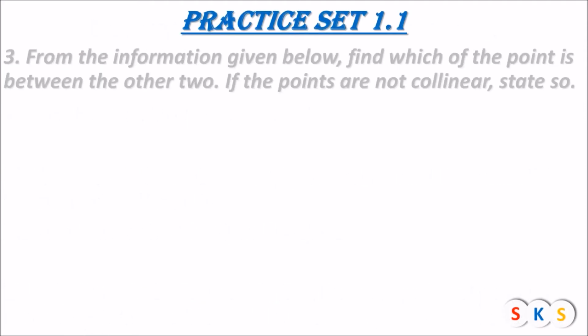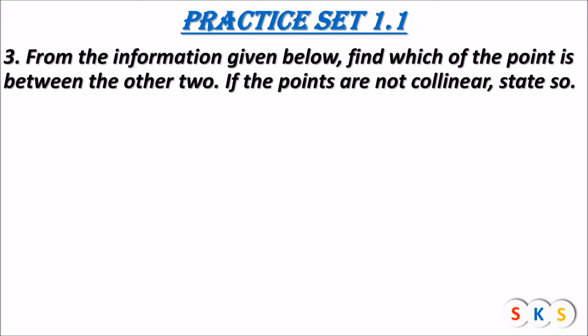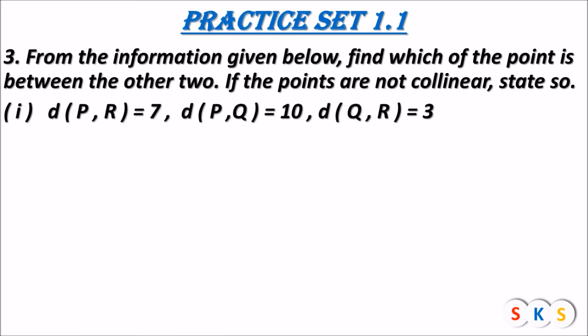Practice set 1.1. Question number 3. From the information given below, find which of the points is between the other two. If the points are not collinear, state so. Here we have sub question 1. Distance PR equals 7, distance PQ equals 10, distance QR equals 3.